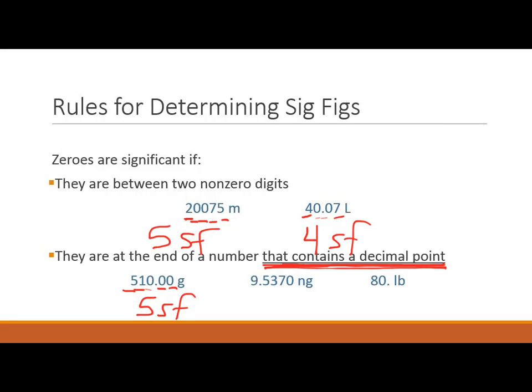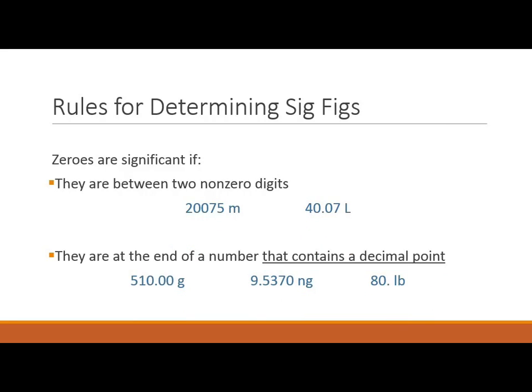Here we have a 9, a 5, a 3, and a 7, all significant. The 0 as well is significant because it's a trailing 0, or 0 at the end of a number, and there is a decimal point. So it looks like 5 again. Okay, here the 8 is significant because it's not a 0, and then here's a trailing 0. Notice there is a decimal point there, so it has to be significant as well. So 2 sig figs. All right, what about times when zeros are not significant?